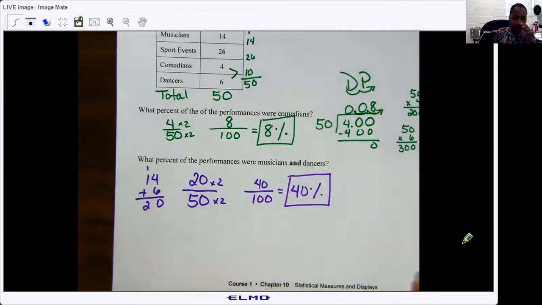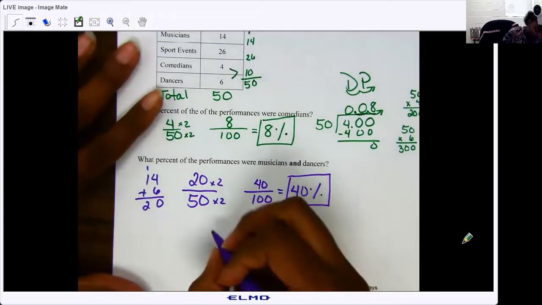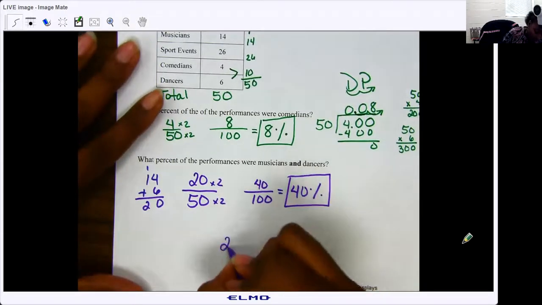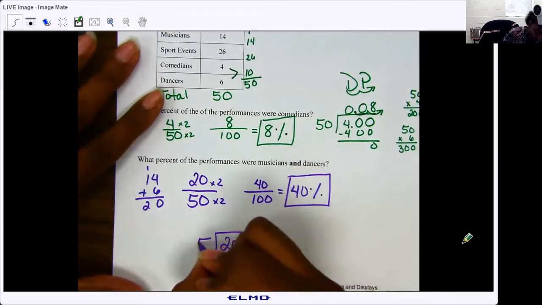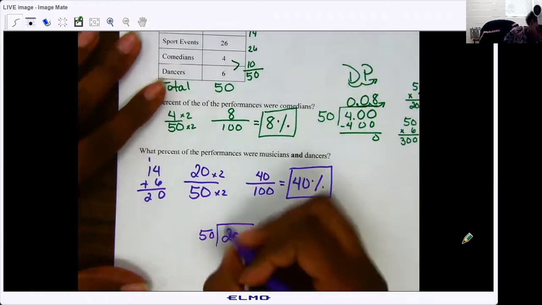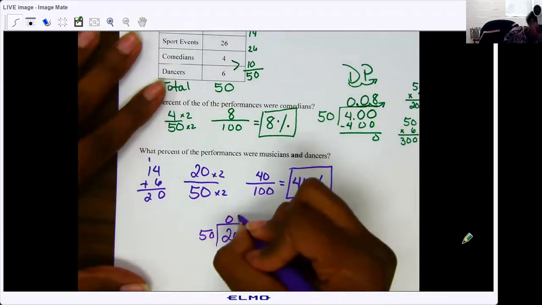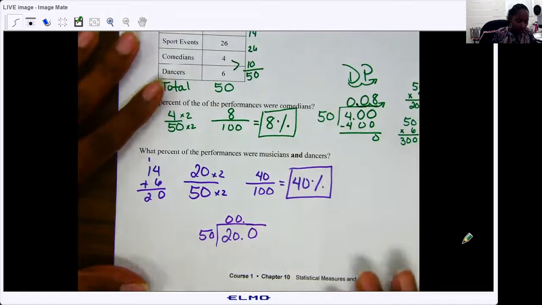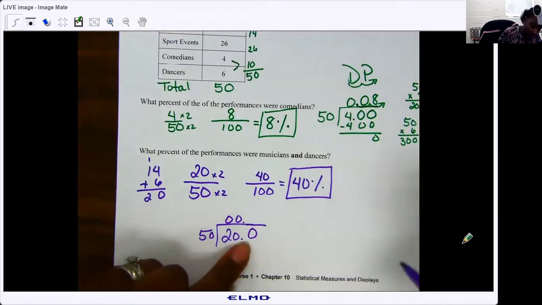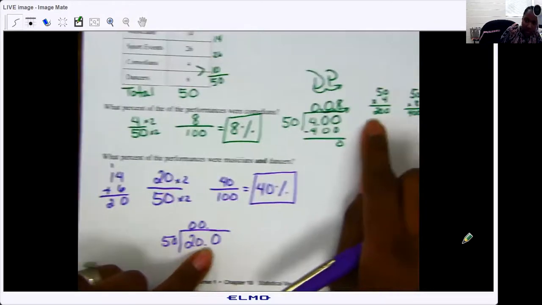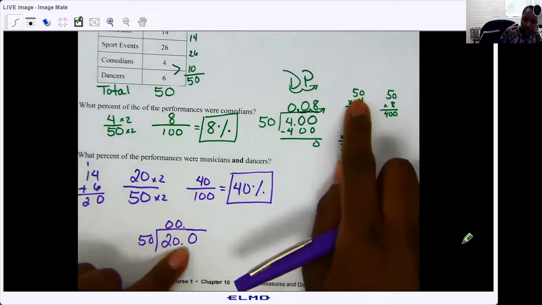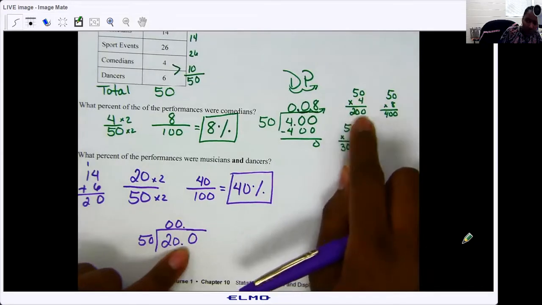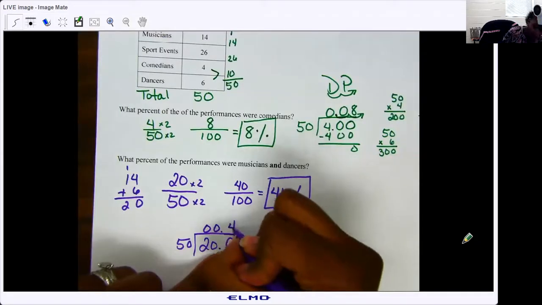Okay. Again, I'm going to show you with the Tybo. 20, top in, bottom out. 50 won't go into 2. Also will not go into 20. Ding, ding. Okay. 50 will go into 200. And we actually already did this scrap work over here. 50 times 4 gives us 200. So I'm going to put a 4.